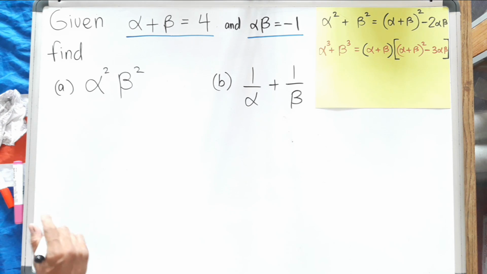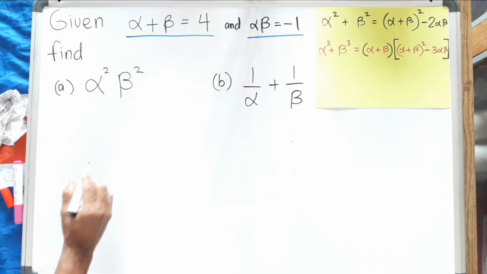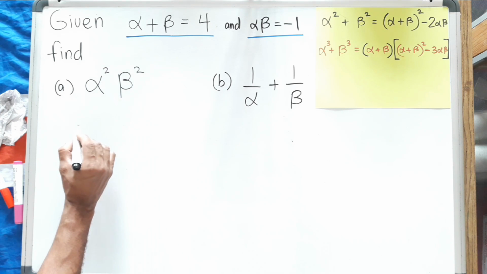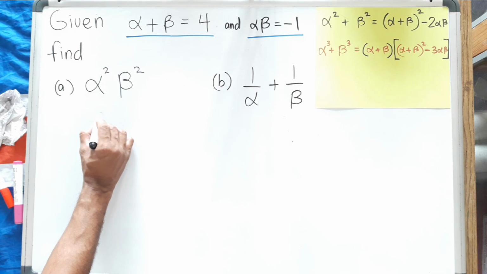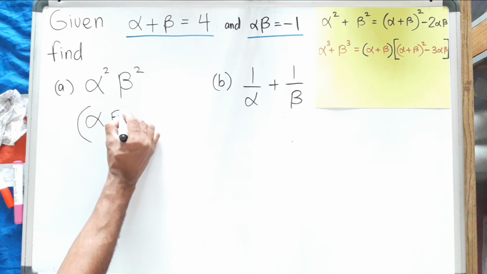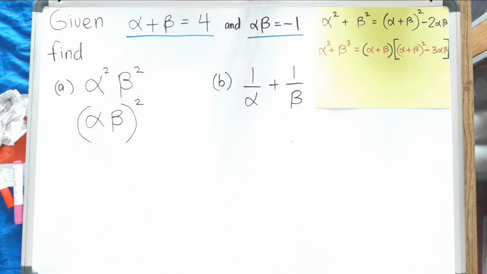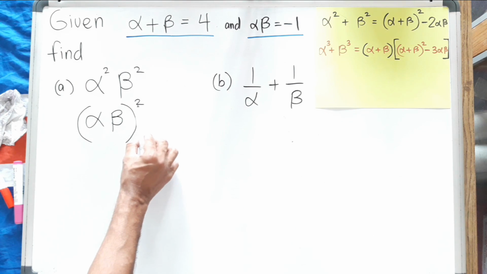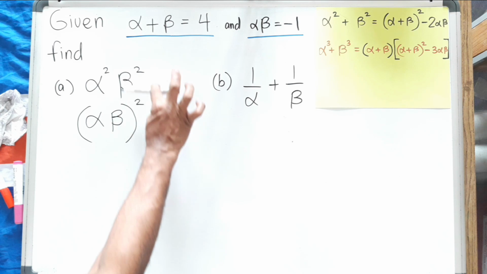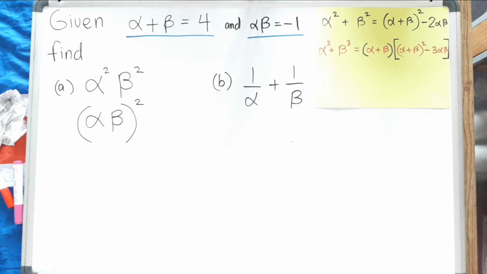I'm going to do about 6 examples so you get the hang of it. If they ask you to find alpha squared multiplied by beta squared, can't this be rewritten like this? Alpha beta in brackets and the whole thing squared? Doesn't this really mean that everything inside here gets squared anyway? So this and this are the same.